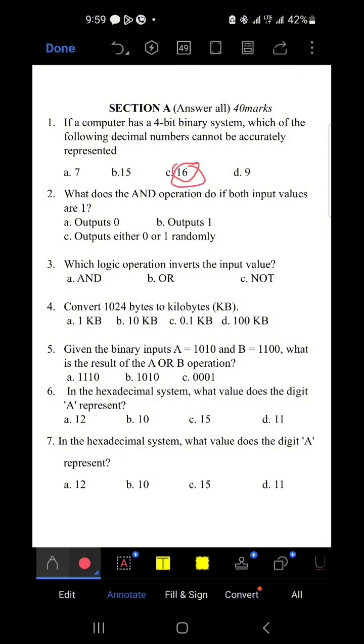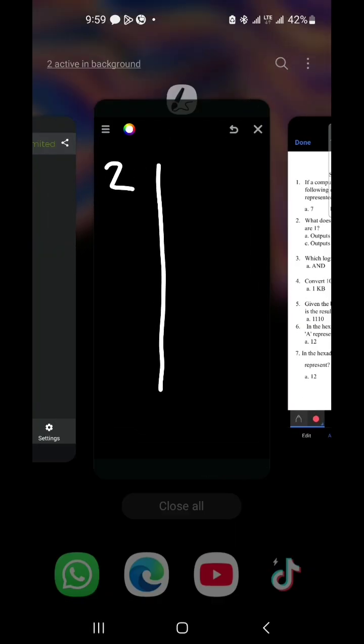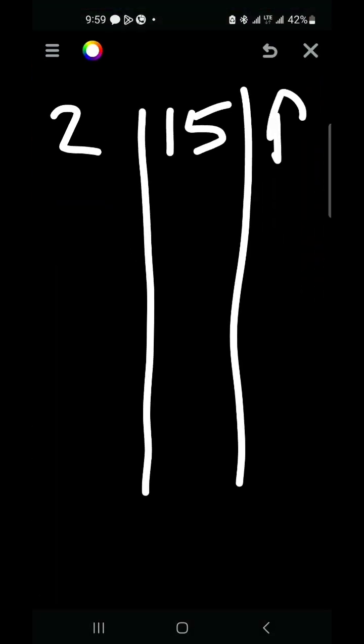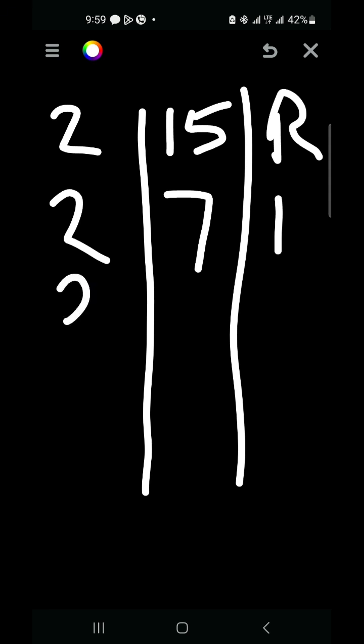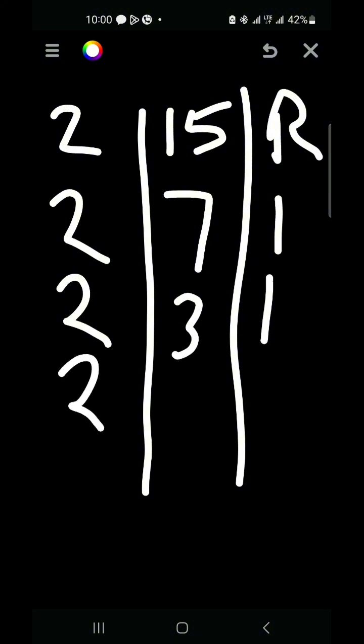the other option, that is option B, 15. So let's do the calculation here. So I have my 15 here and the remainder is here. Okay, so 2 goes into 15 how many times? So 7, remainder 1. Okay, 2 goes into 7 how many times? That is 3, remainder 1. 2 goes into 3 how many times? 1, remainder 1. 2 goes into 1, it can't.